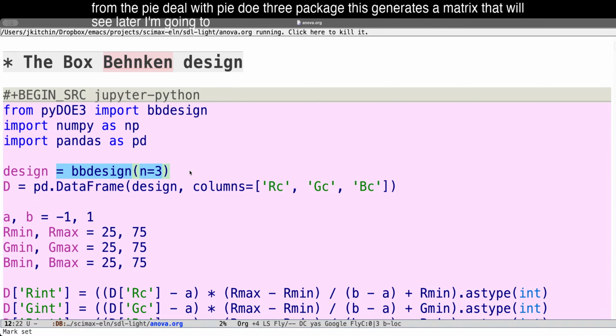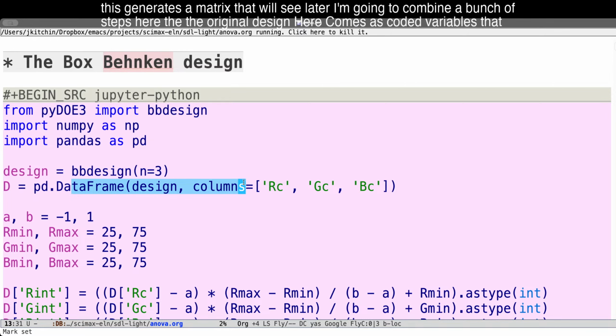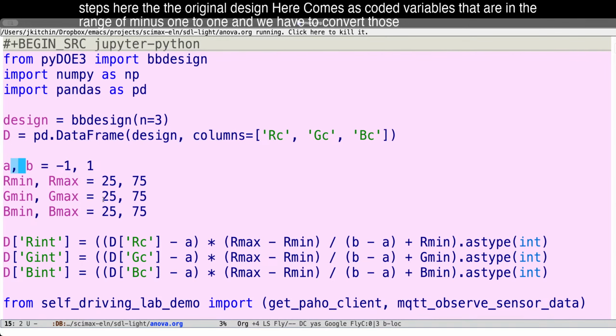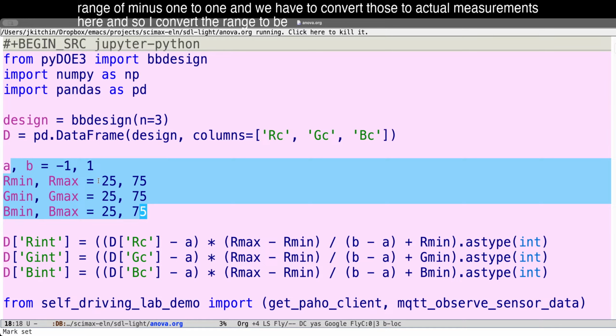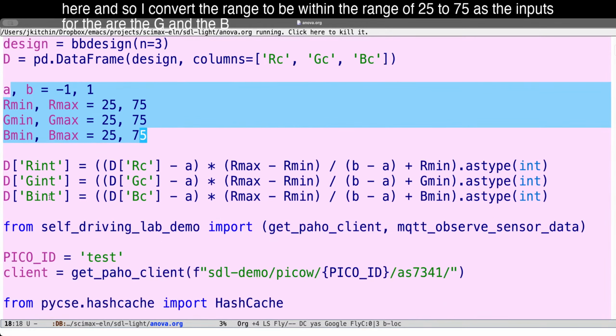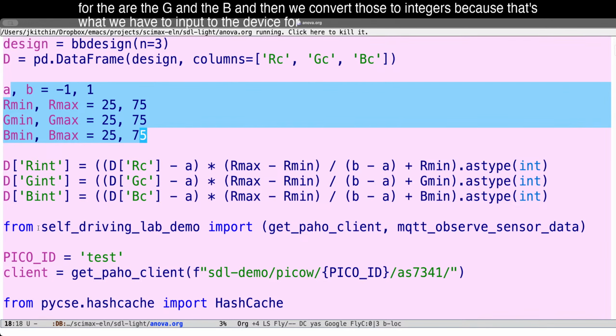I'm going to combine a bunch of steps here. The original design comes as coded variables in the range of -1 to 1, and we have to convert those to actual measurements. So I convert the range to be within 25 to 75 as the inputs for the R, the G, and the B. And then we convert those to integers because that's what we have to input to the device for the measurement.